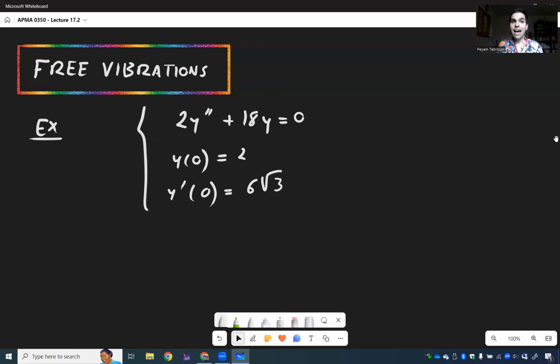Now that we have the mass spring equations, we can actually predict all the different scenarios that can happen, starting with free vibrations. So consider the equation 2y'' + 18y = 0 with initial position 2 and initial velocity 6√3. Now, in terms of a mass spring model, this is called undamped spring motion.